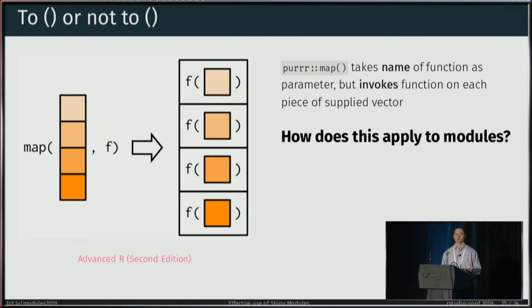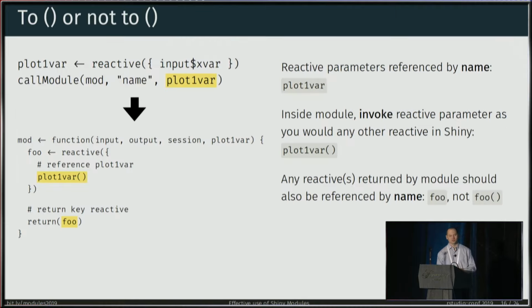You may be asking yourself, how in the world does this apply to modules and Shiny in general? Well, it's going back to this little pseudocode example. Notice that this call module directive, in essence, is similar to that map function where we're passing in the name of that reactive without the parentheses. But then when we go inside that module, we're doing what we did in typical Shiny when we deal with a reactive. We're referencing that with the parentheses inside.